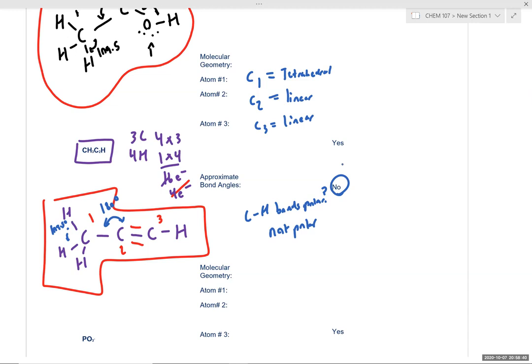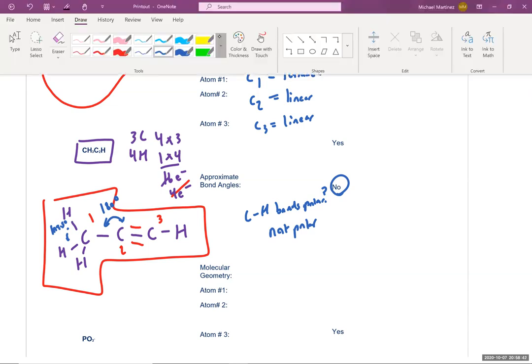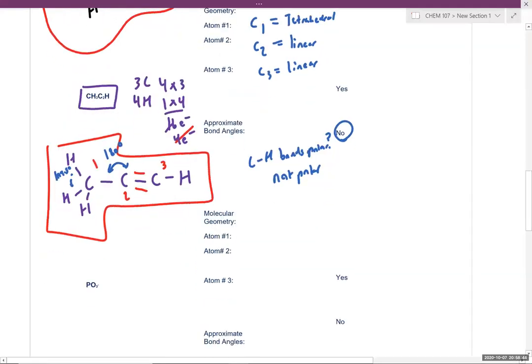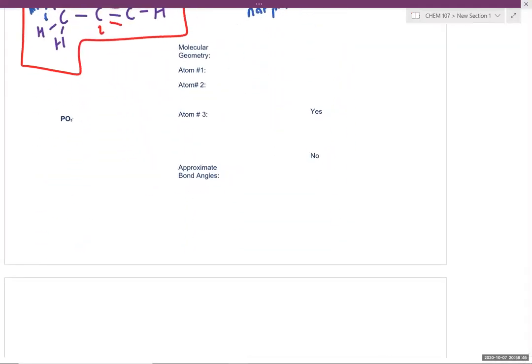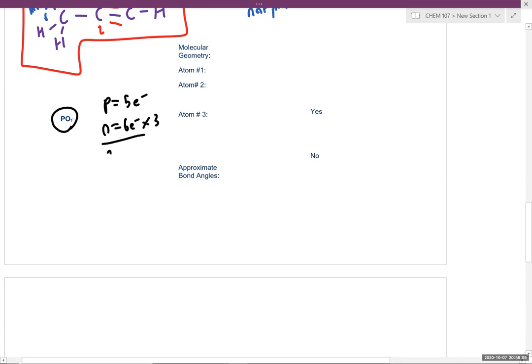Okay, so let's keep going with this. And now for a somewhat relatively straightforward example, we're looking at PO3 minus. So phosphorus contributes 5 electrons, oxygen contributes 6 electrons, and we have 3 oxygens. We get 23. Since we have a -1 charge, we add 1 to our total to give us 24.